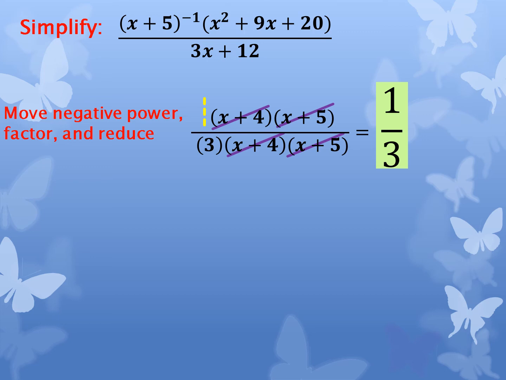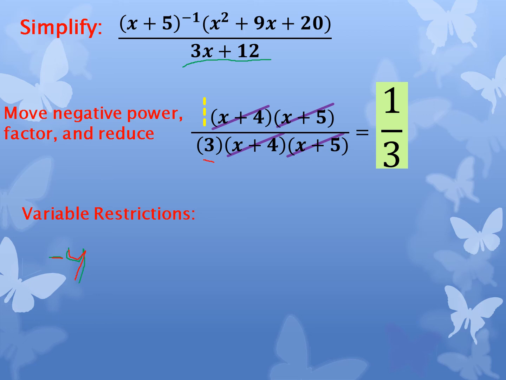Excellent. Now, we're still doing variable restrictions though. When I do the variable restrictions, remember you consider the original denominator first. So if I set 3x plus 12 equal to 0, I get x equals negative 4. So I'm going to put that down right here, negative 4. So we said that denominator gets us a negative 4.